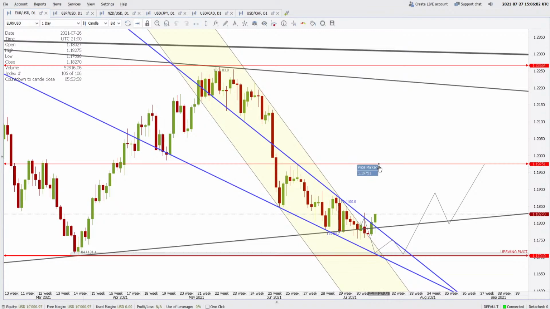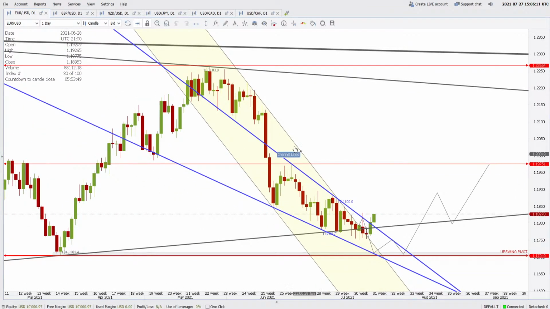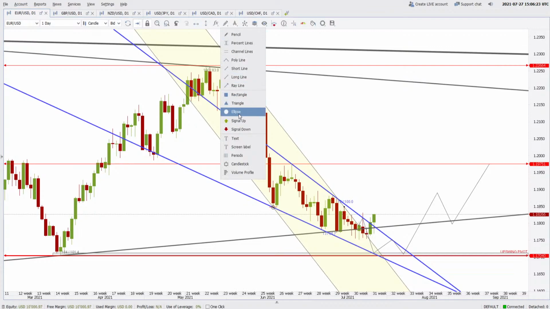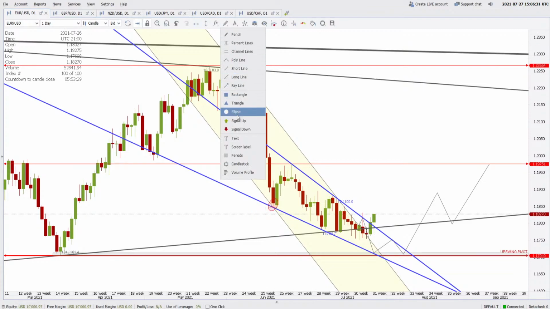But a very important thing that we have to notice here is that the price was in a small downtrend, making lower highs and lower lows. So we need to study this movement here. Here the price made a low on 17th of June, and this low was around 1.1847.